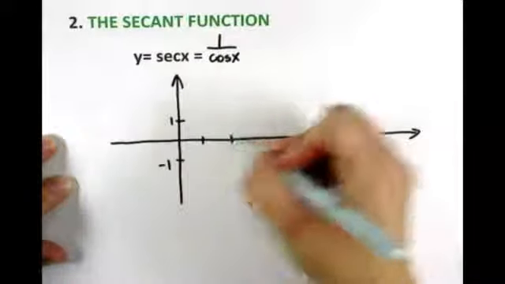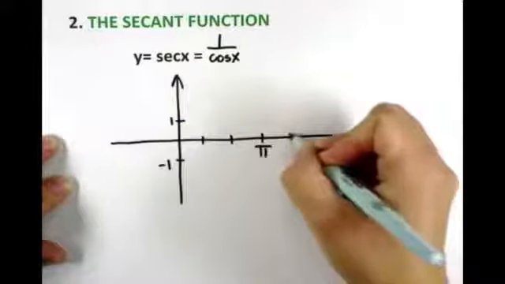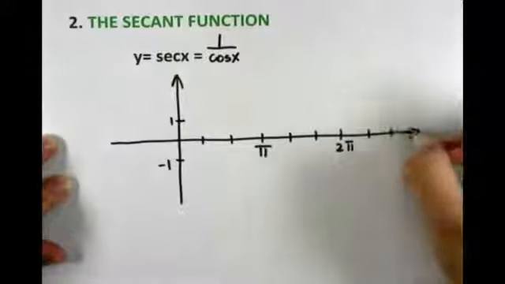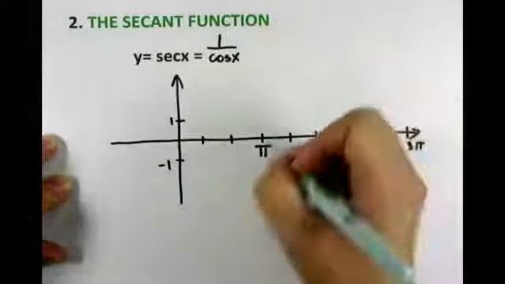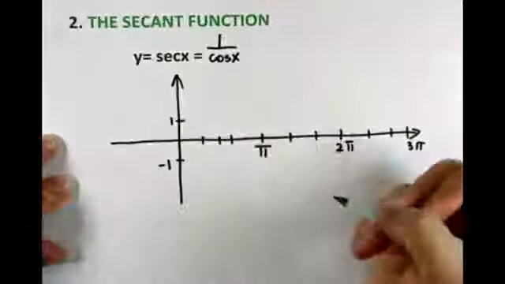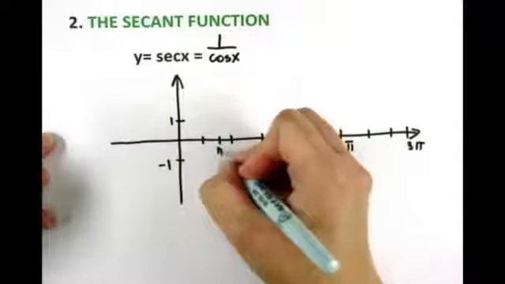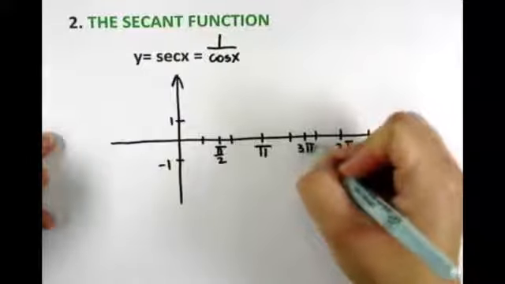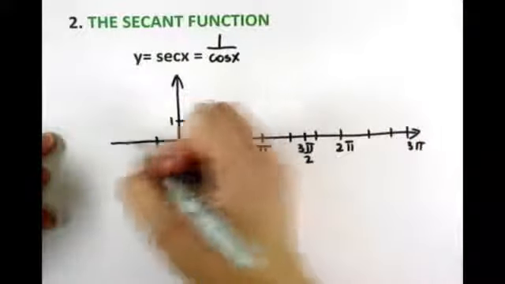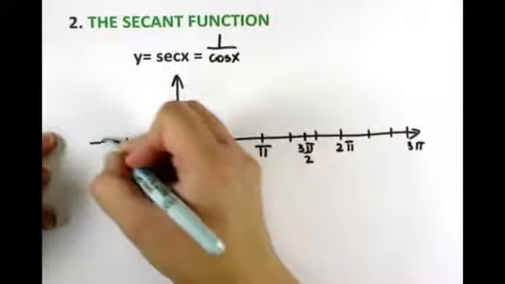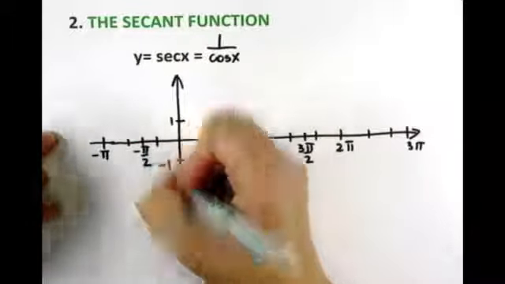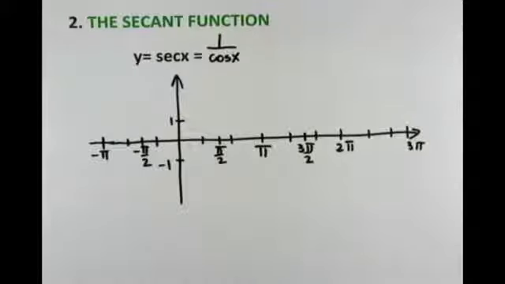Roughly 3 units is my pi, 2 pi, 3 pi. In the middle between pi and 0 is pi over 2. This would be 1.5, so 3 pi over 2, minus pi over 2. And now let's try to make the graph of the cos function.